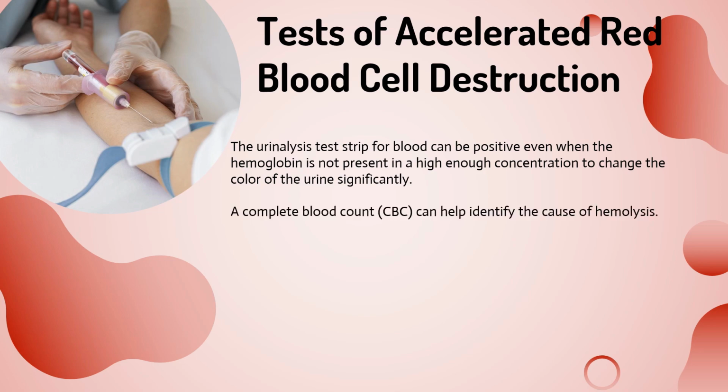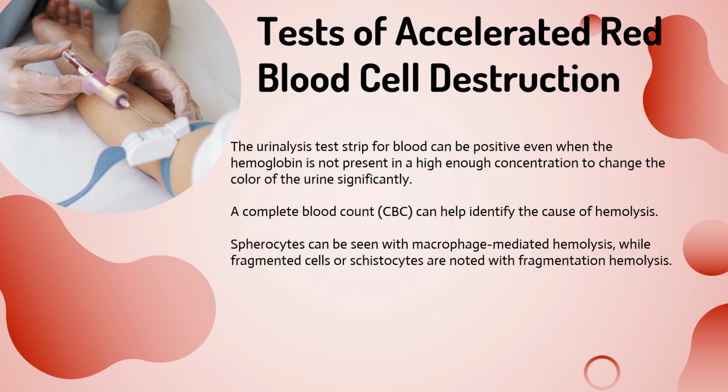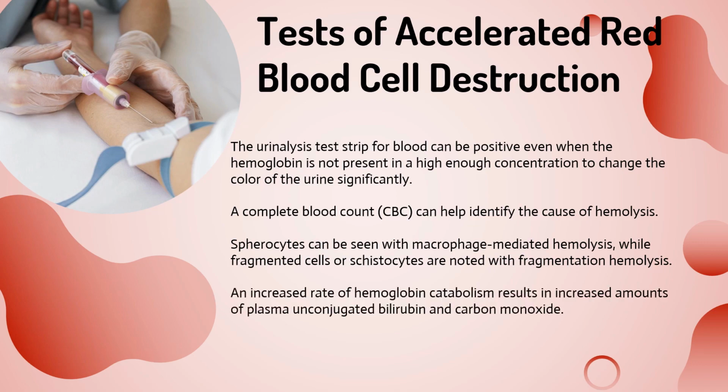A complete blood count can help identify the cause of hemolysis. Spherocytes can be seen with macrophage-mediated hemolysis, while fragmented cells or schistocytes are noted with fragmentation hemolysis. An increased rate of hemoglobin catabolism results in increased amounts of plasma unconjugated bilirubin and carbon monoxide.